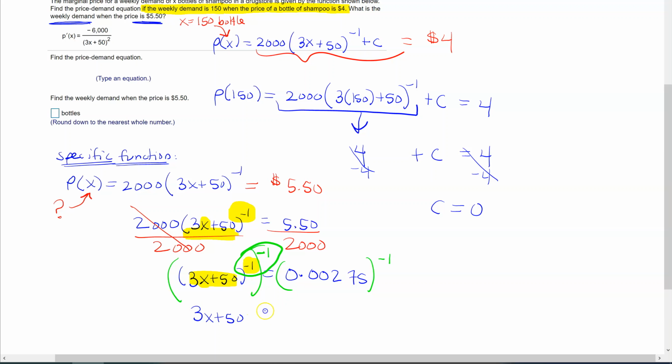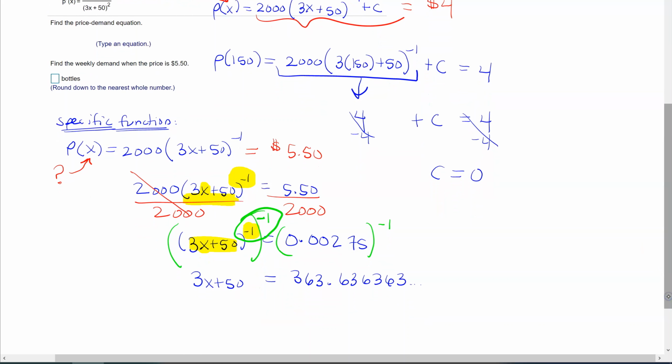So that frees my binomial. And then I'll type this into my calculator. So that decimal value to the -1 power is going to be 363.636363, repeating. I'm going to write a couple decimal values out so I don't round too much. And now it's just a simple algebra function. I'm just going to subtract 50 on both sides, and then I'll divide by 3.